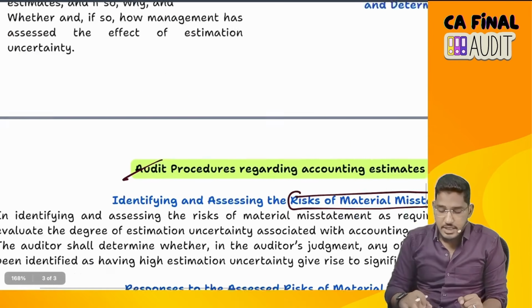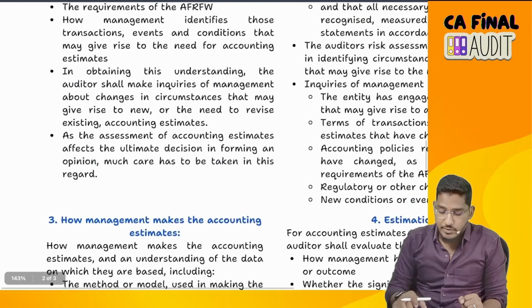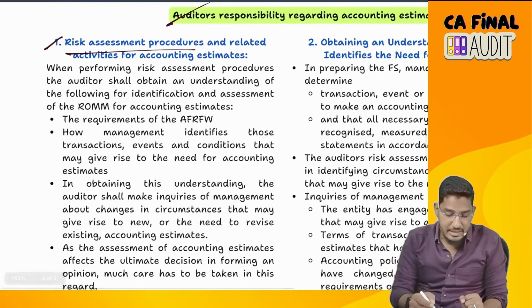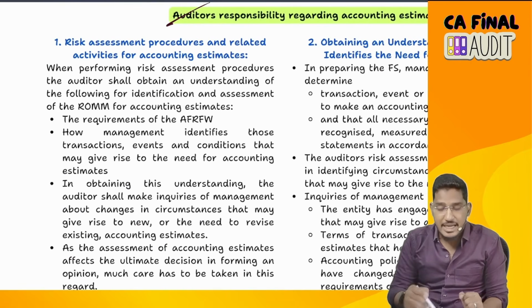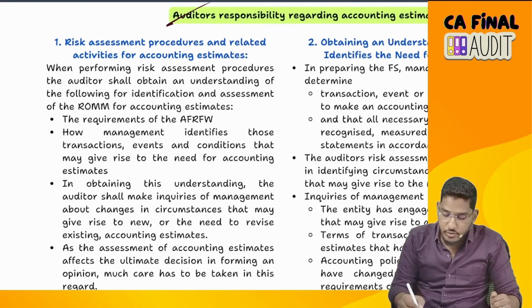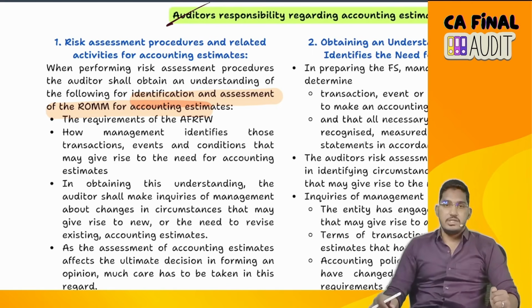Sir, how can we identify the risk of material misstatement? That's what they try to elaborate here. So first thing, when you are performing risk assessment procedures, at the beginning, when you are trying to understand the entity, environment and its internal control, at that point of time, you need to even try to identify, is there any risk of material misstatement for the accounting estimates?